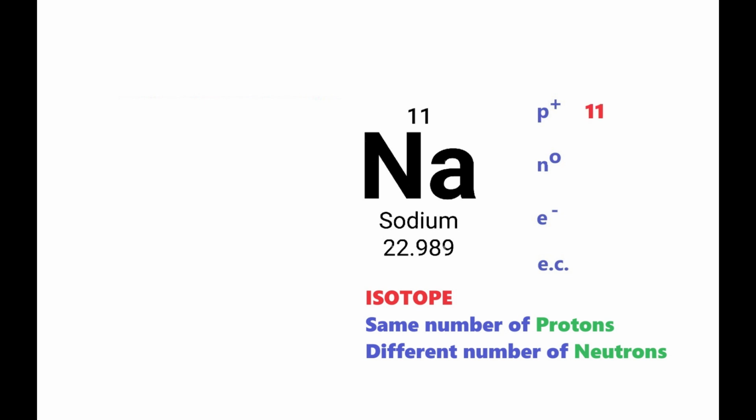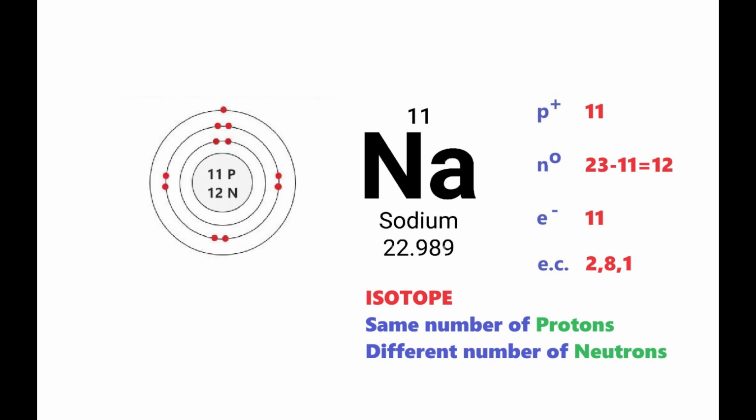So the number of protons is the atomic number, which is 11. Number of neutrons is 23 minus 11, which is 12. The number of electrons, because sodium is uncharged at this stage, is 11. And the electron configuration is 2, 8, 1. So in the diagram, we can see that we've got 11 protons and 12 neutrons in the nucleus. We've got 2 electrons in the first shell, 8 electrons in the second shell, and 1 electron in the third shell. The electrons in the outer shell are called the valence electrons. So here sodium has 1 valence electron.